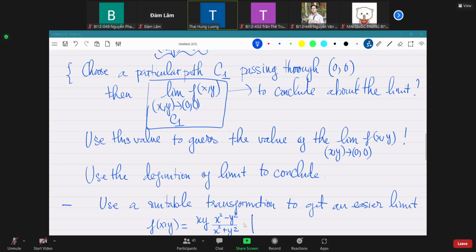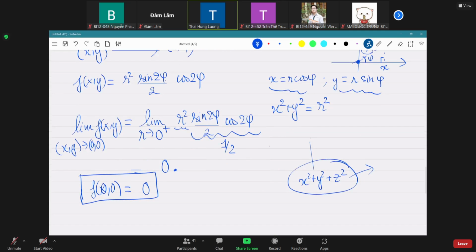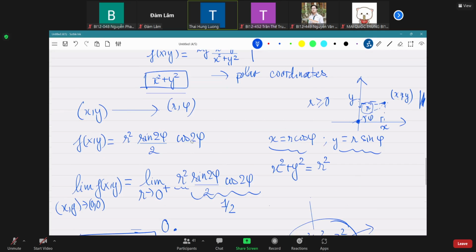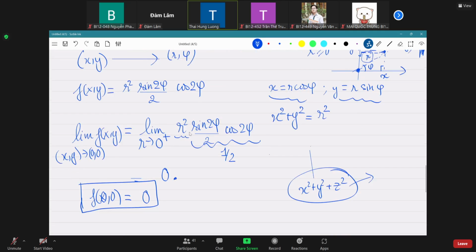I have another question that is very good. When I transform (x, y) into r and phi, I still have a two-variable function. However, the limit only depends on one variable. Sure, the function still has two variables. However, the limit only depends on the distance between the point and (0, 0).